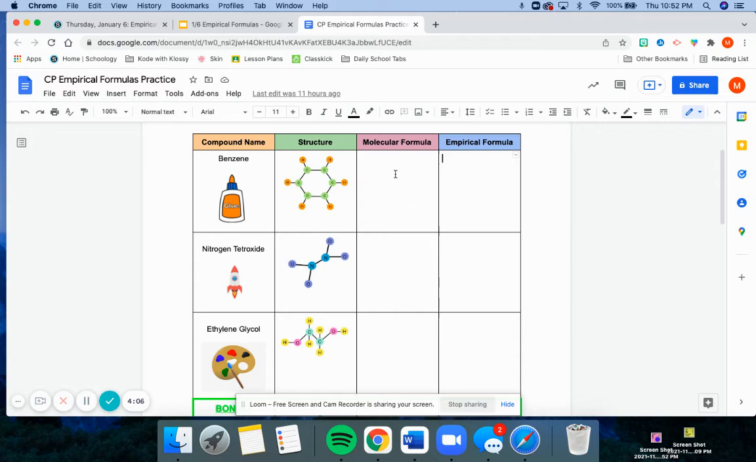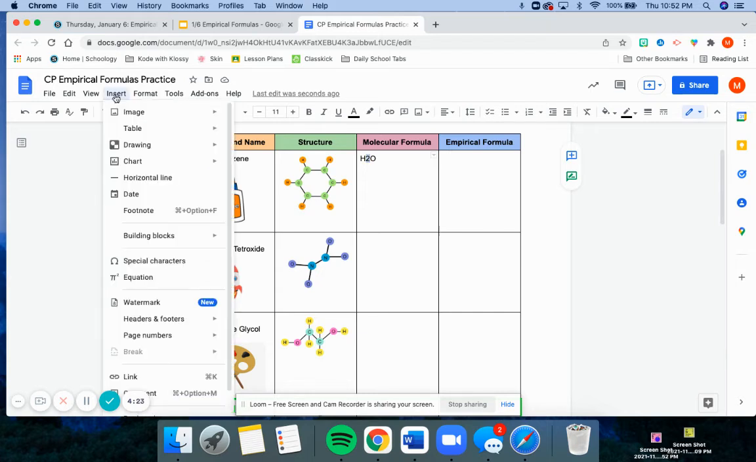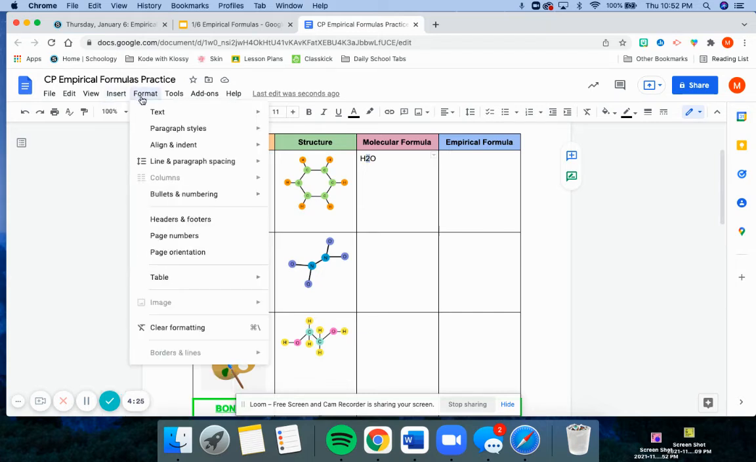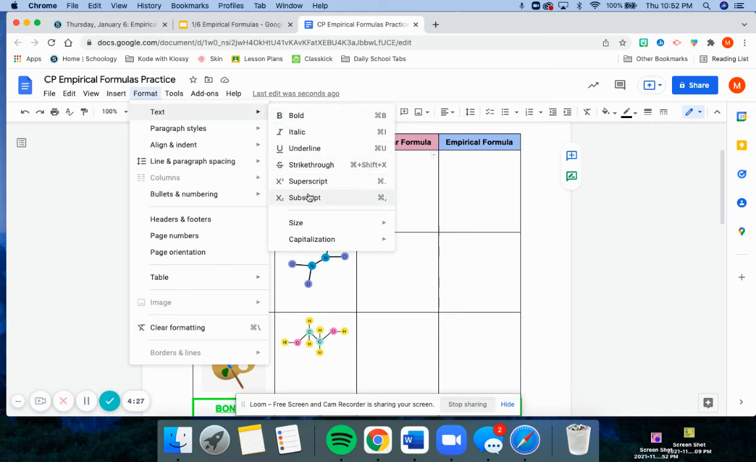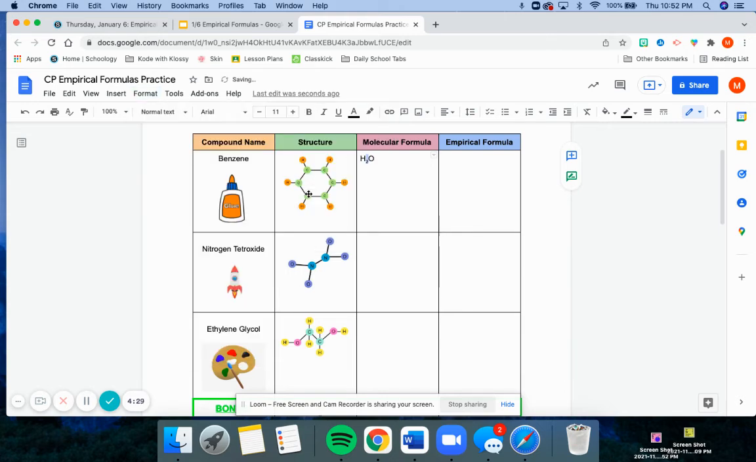A reminder really quick that there are 2 different ways to create subscripts within a chemical formula. So for example, if I wanted to write the chemical formula for water, H2O, I could do one of 2 things to make this a subscript. I could press format, text, subscript, and that'll make my 2 into a subscript.